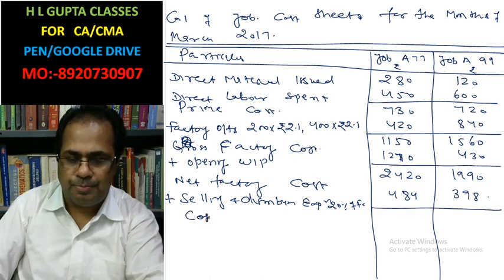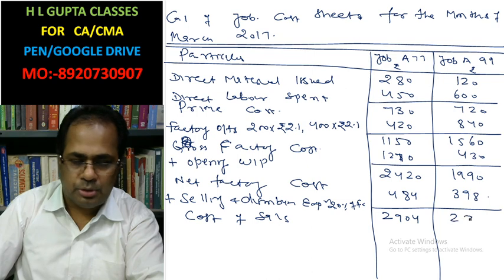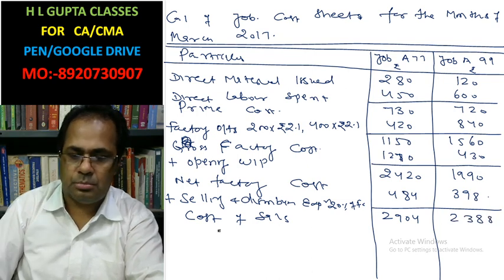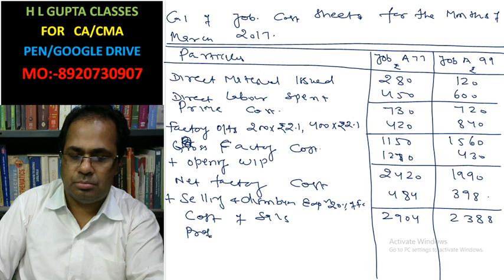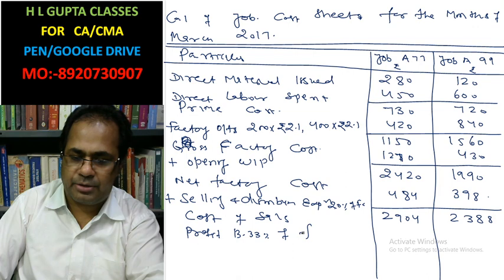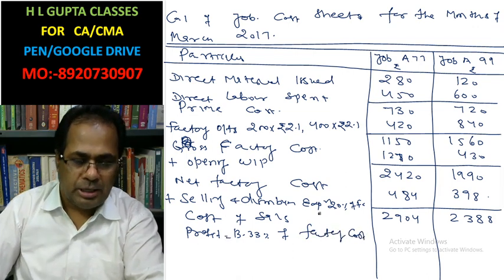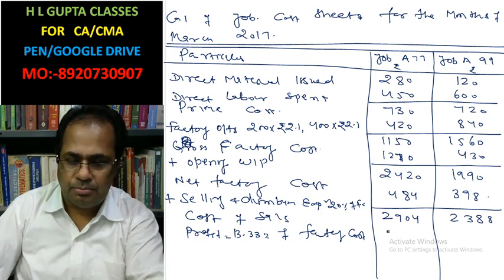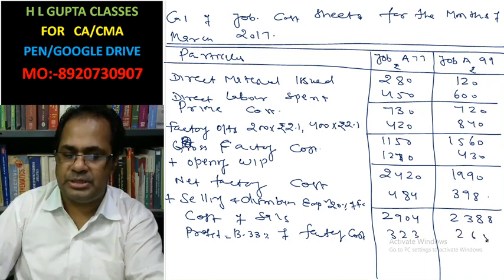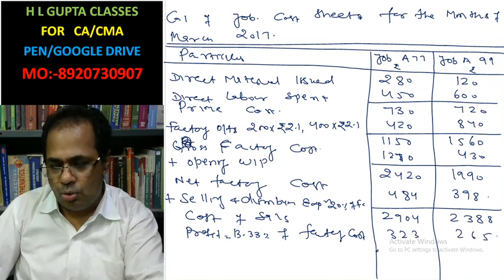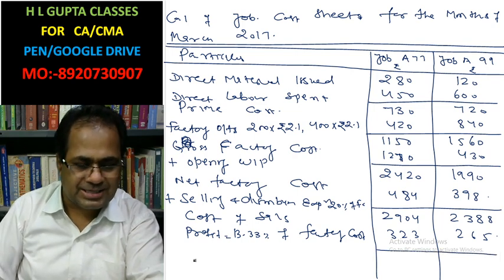Cost of sales you have 2904 and 2388. Profit is 13.33% of factory cost, and this is 323 and 265. Now you can calculate the sales price.